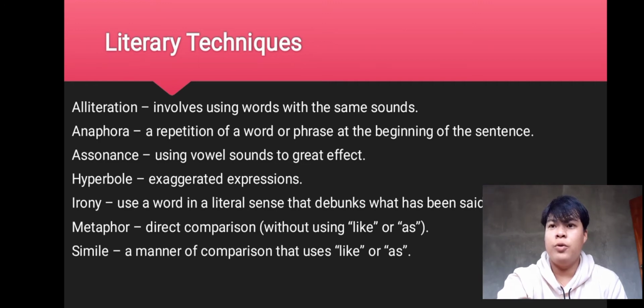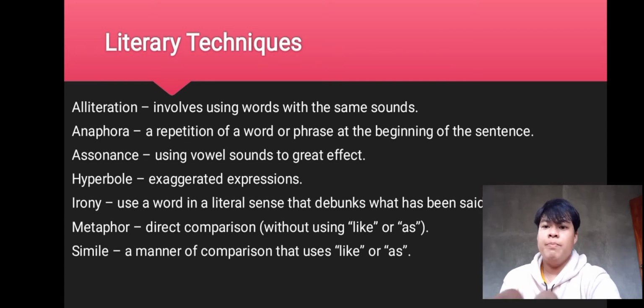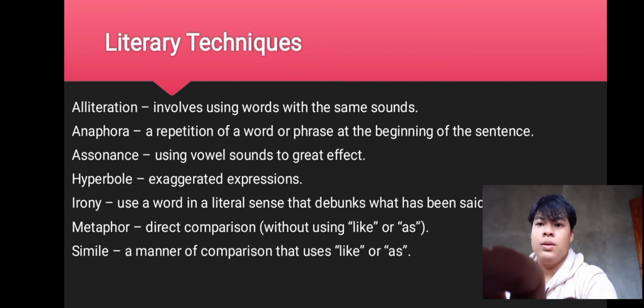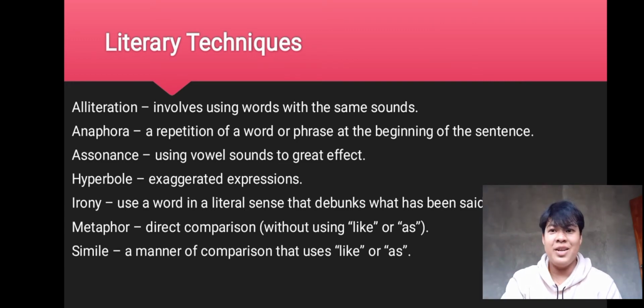Okay, so first is alliteration. Alliteration involves using words with the same sounds. It is a literary device that reflects repetition, in two or more nearby words, of initial consonant sounds. So alliteration does not refer to repetition of consonant letters.